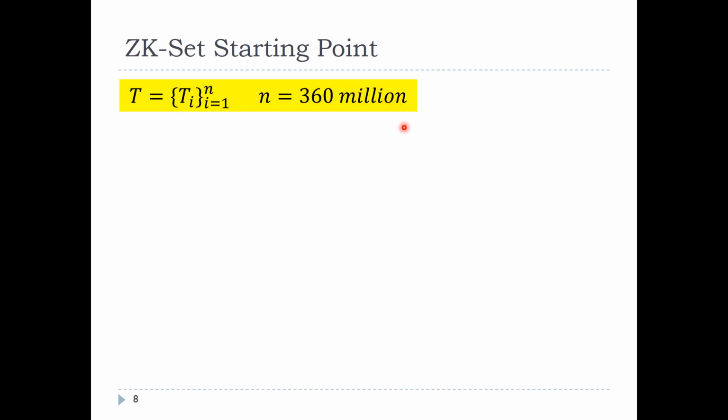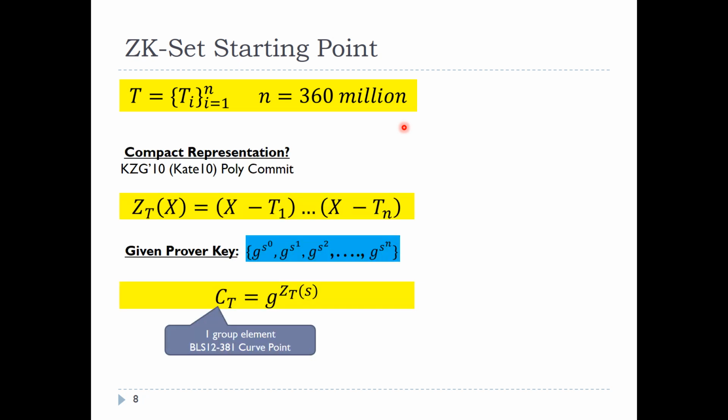So apparently, we don't want to store this set on the verifier side. So we need a compact representation. A natural idea is to take advantage of KZG polynomial commitment. So for the set big T, we can encode it using a vanishing polynomial of this form, and then we generate the KZG polynomial commitment, which only costs us one curve point.